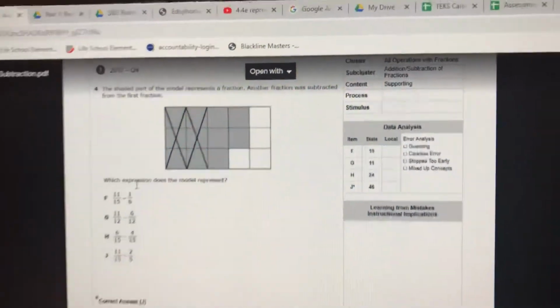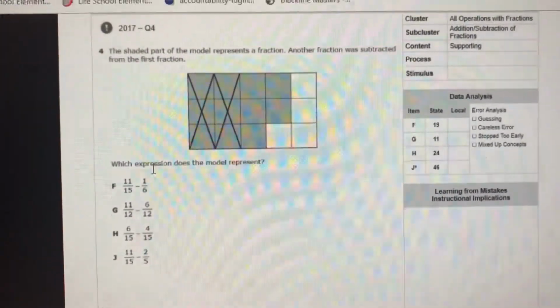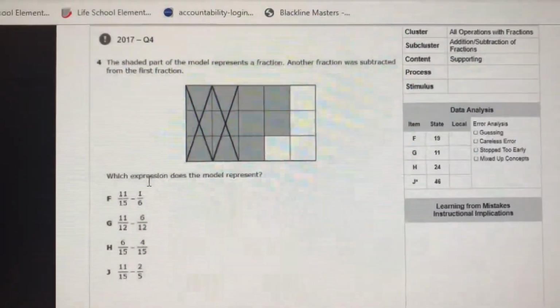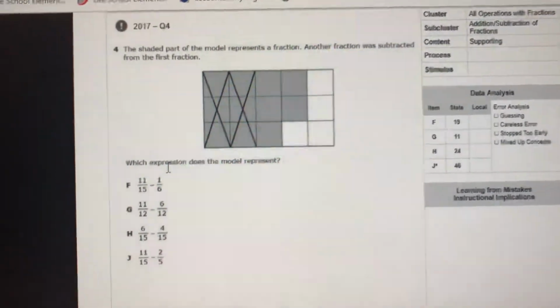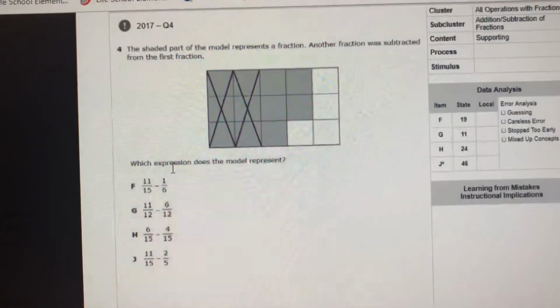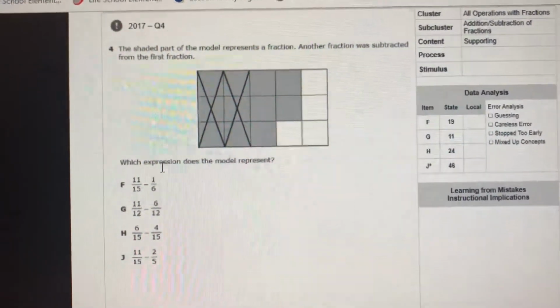So let's talk about this question right here. I can tell you, back when I taught 5th grade, I did not expose my students to it like this, and I regret it. But we're going to fix that for y'all. Basically, I had never thought to show them with the X's over it, and it is something new.